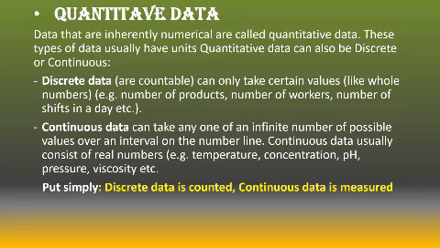For continuous data, it can take any one of an infinite number of possible values over an interval on the number line. Continuous data usually consists of real numbers. For example, temperature, concentration, pH, pressure, and viscosity, and so on. So simply we say that discrete data is countable while continuous data is measured. So this is all about quantitative data.